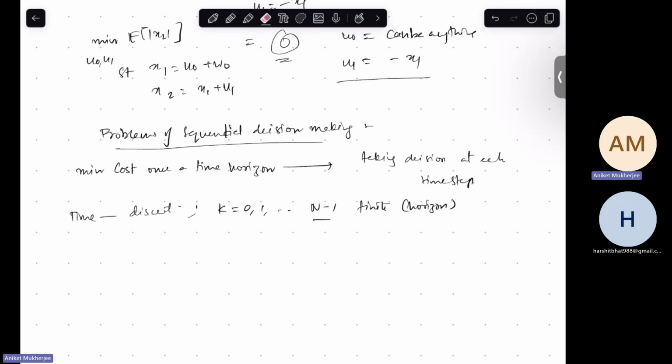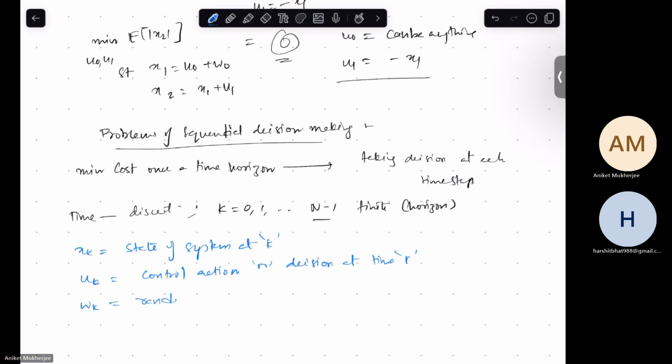And you have xk, the state of the system at k. uk is your control action or decision at time k, and wk is your random parameter.